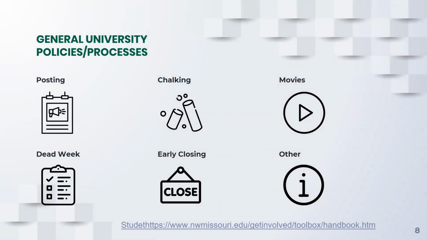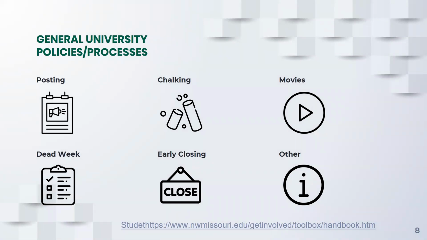First of all is our posting policy. This applies to not just our student organizations, but really to all departments on campus. We have a posting policy that states that there must be approval before any flyers or posters can be posted on university bulletin boards. All these policies can be found in the student org handbook, which you can see a link down there at the bottom of this page on the OSI website.